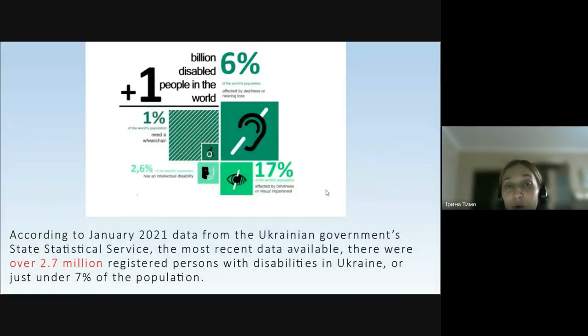In the world there are a lot of people with disabilities. It is almost 1 billion people, 15% of the world population, who have different disabilities. According to January 2021 data from the Ukrainian government, in Ukraine there are over 2.7 million registered persons with different disabilities, but I think now it's more.